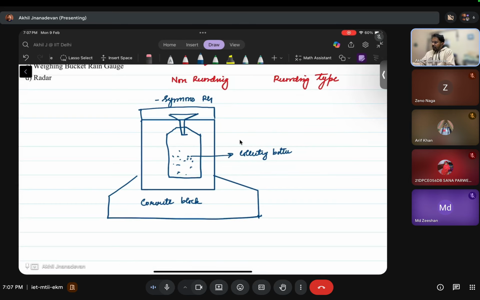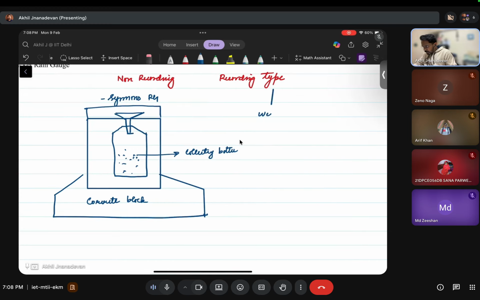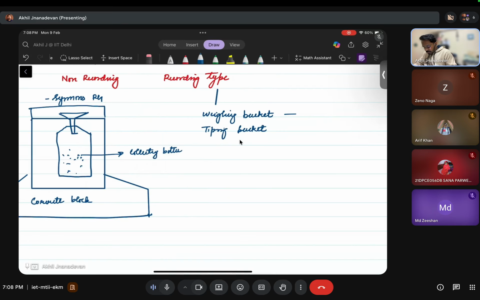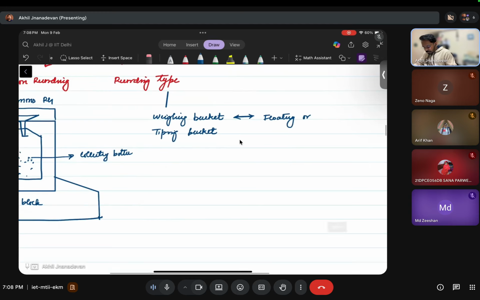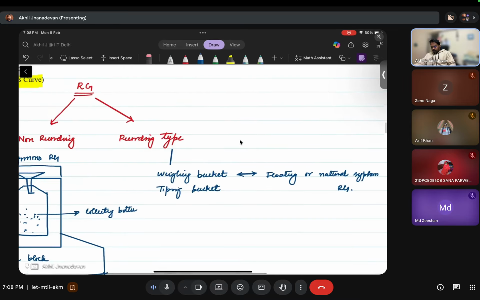And the next type is the recording type. The recording type is of three kinds: weighing bucket, tipping bucket, which is very similar to the weighing bucket, and floating bucket or natural siphon rain gauge. So I will briefly go through this.